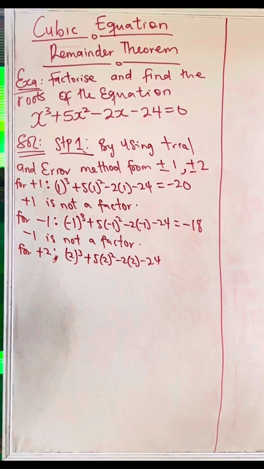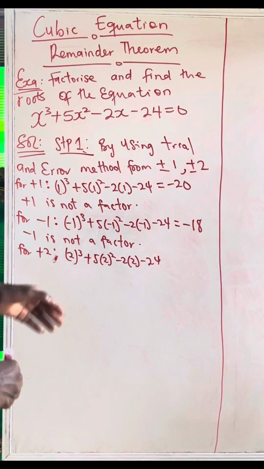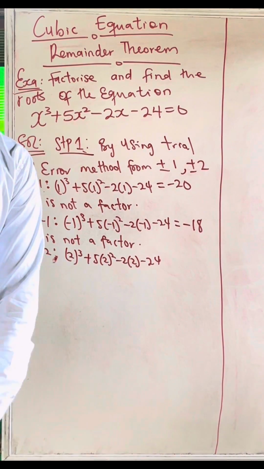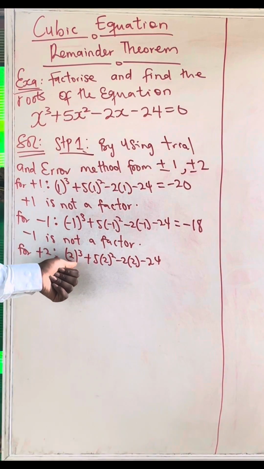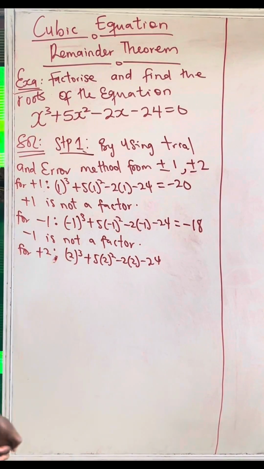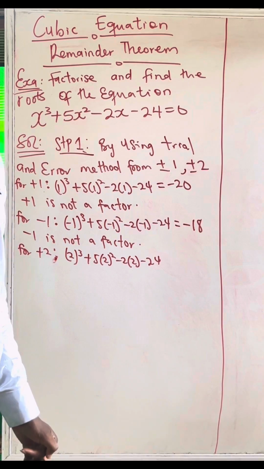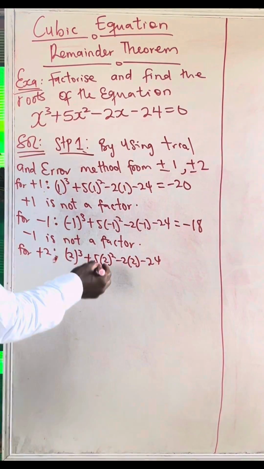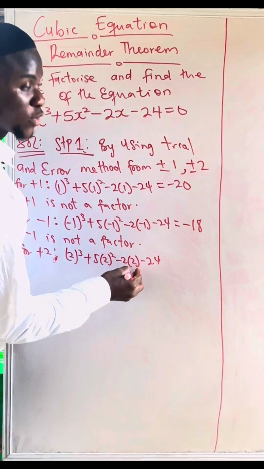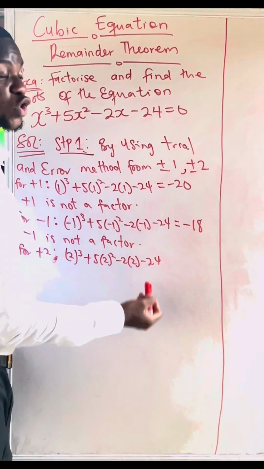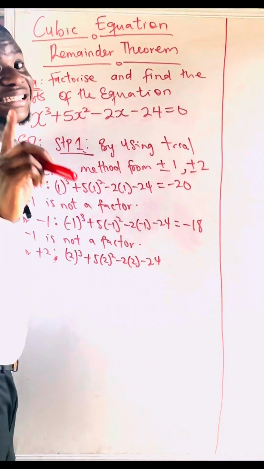Guys, what is 2 raised to power 3? That is 8. What is 2 squared? That is 4. What is 5 times 4? That is 20. So what is 8 plus 20? That is 28. Now, what is minus 2 times 2? That is minus 4. So this simply means 28 minus 4. What is 28 minus 4? That is 24. So what is 24 minus 24? That is 0.